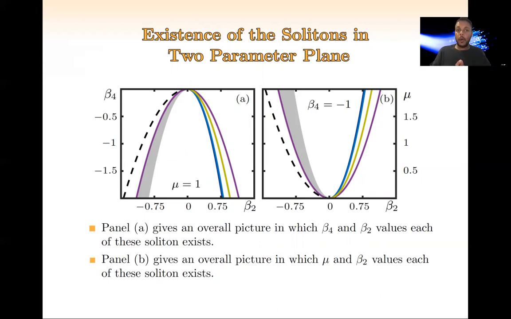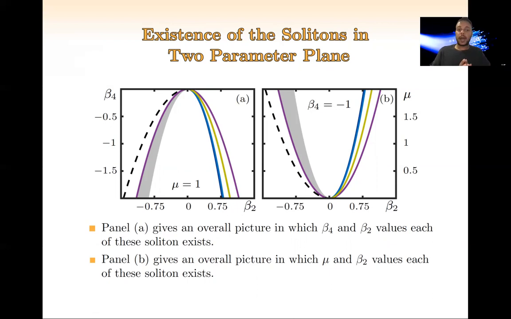Panel A gives an overall picture of the quartic and quadratic dispersion values in which each of these multi-homoclinic solutions exists. In fact, it contains information on the existence of these homoclinic solutions when someone fixes beta 2 and varies beta 4. Similarly, panel B shows how the fall points change in the beta 2 and mu plane. It gives an overall picture of the beta 2 and mu values where each of these homoclinic solutions exists.